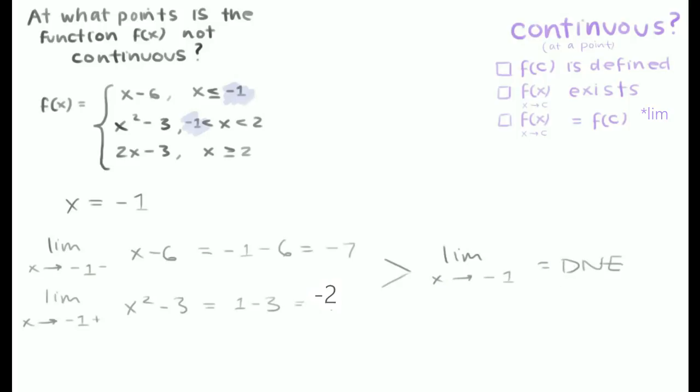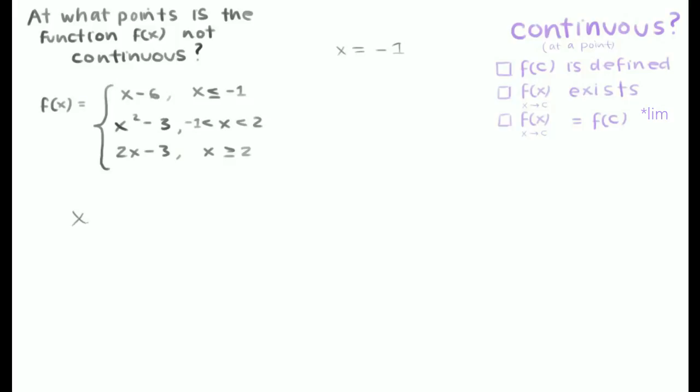If we refer back to the definition of continuity, we see that this does not satisfy the second condition. And so this actually answers our question, at what points is the function f of x not continuous? And one of the answers is x equals negative 1. So now we're going to look at x equals 2, and we're going to look at the limit as x approaches 2 from the left-hand side, and we're going to use the middle equation because it is closer to 2 from the left-hand side. And so we're going to get 1.